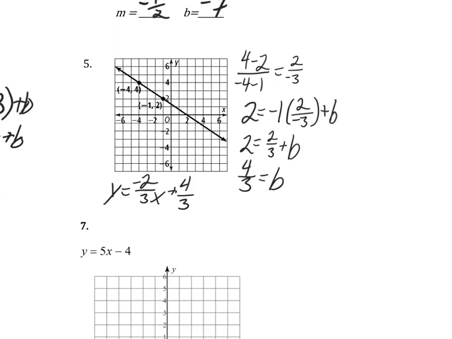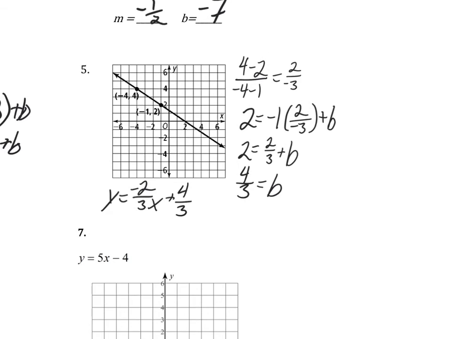Okay, so I went through, figured out my slope. I just took my 2 points, just like before, plugged them in. So 4 minus 2 over -4 minus 1. That gave me 2 over -3. Then I went back and plugged it back into my equation. So I have 2 equals my slope, 2 over -3 times my x, -1 plus b. Solved for b, I got 4/3. So my full equation is y equals -2/3 x plus 3 over 4.